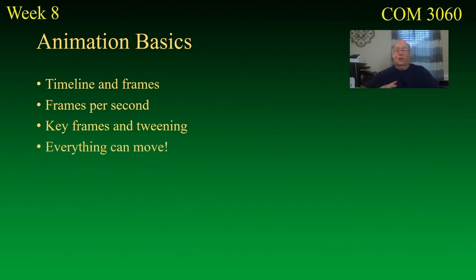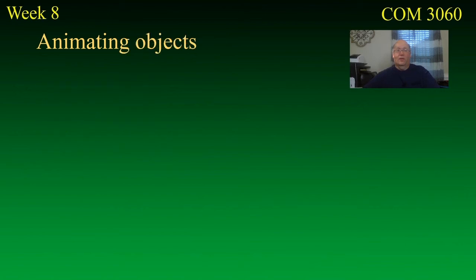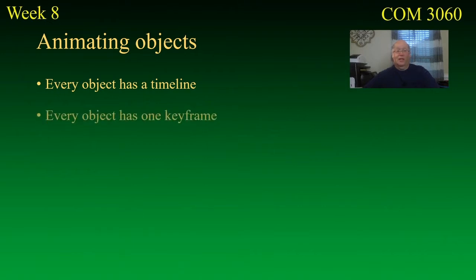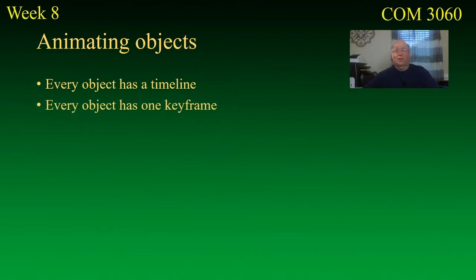And so it's also important to remember that everything can move, everything. Not just the object, but other elements as well. So if you're animating objects, for example, let's start with objects. Every object has a timeline, as I said, and every object has at least one keyframe because that's where the object starts, and it could be that's where the object ends.